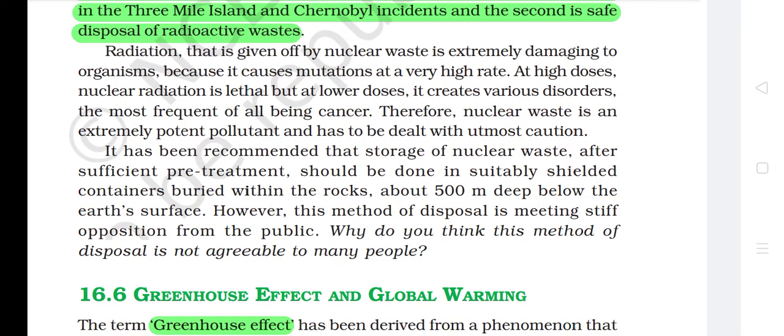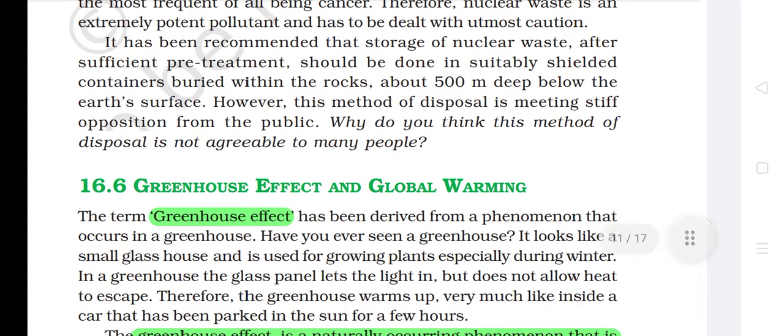At high doses, nuclear radiation is lethal, but at lower doses, it creates various disorders, the most frequent of all being cancer. Therefore, nuclear waste is an extremely potent pollutant and has to be dealt with utmost caution. It has been recommended that the storage of nuclear waste after sufficient pre-treatment should be done in suitably shielded containers buried within the rocks about 500 meters deep below the Earth's surface. However, this method of disposal is meeting a stiff opposition from the public. Why do you think this method of disposal is not agreeable to many people?